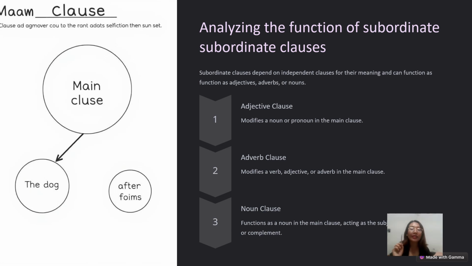Number two is determine its function. And number three is understand its role in the sentence. See how the clause connects to the main clause and enhances the meaning. So all these are the steps in order to analyze subordinate clauses. Let's stop here for this topic and jump into the next topic.